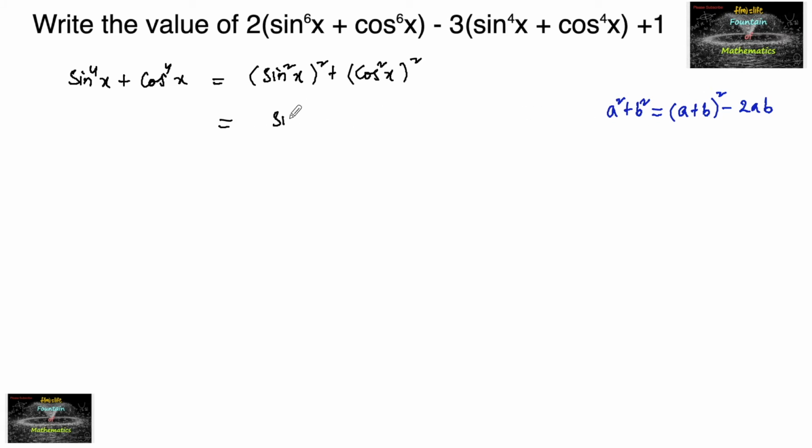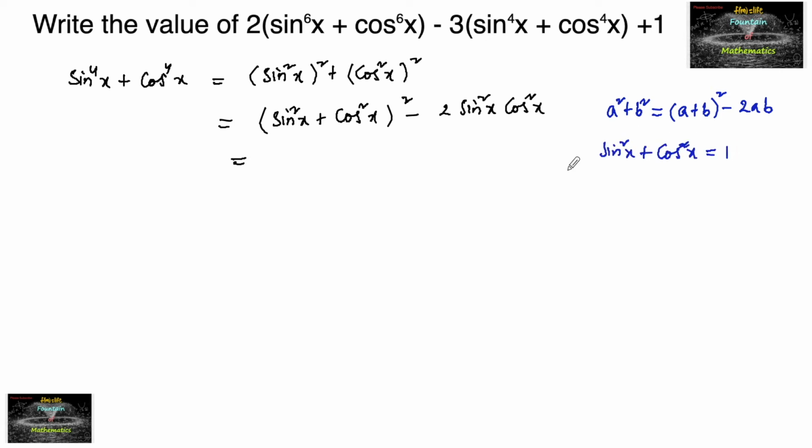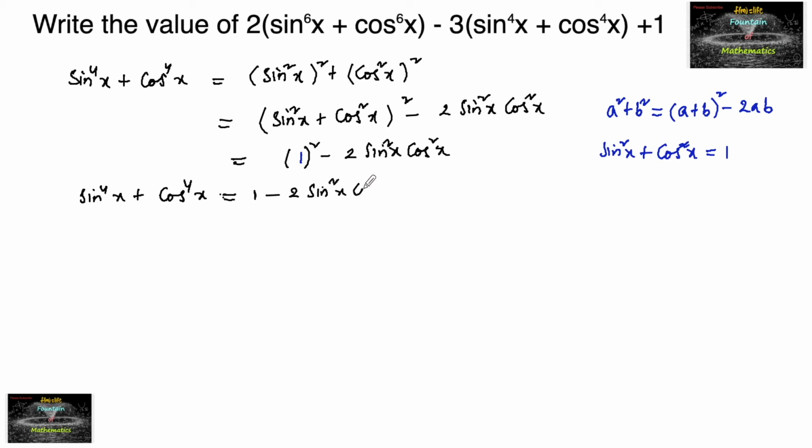So we can write (sin square x plus cos square x) whole square minus 2 times sin square x into cos square x. Since we know sin square x plus cos square x is equal to 1, we can write this as 1 square minus 2 sin square x cos square x. So we can conclude that sin power 4x plus cos power 4x is equal to 1 minus 2 sin square x cos square x.